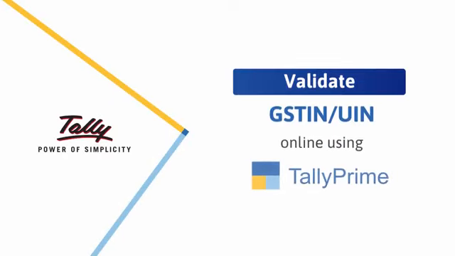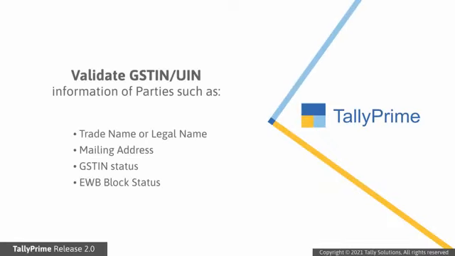Welcome to TallyHelp videos. In this video, you will learn how to validate GSTIN or UIN information for parties online using TallyPrime. You may want to validate the GSTIN or UIN information, such as trade name or legal name, mailing address, GSTIN status, and EWB block status of parties, so that the transactions have authentic party details.